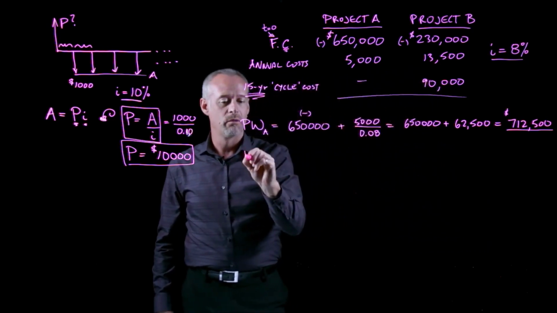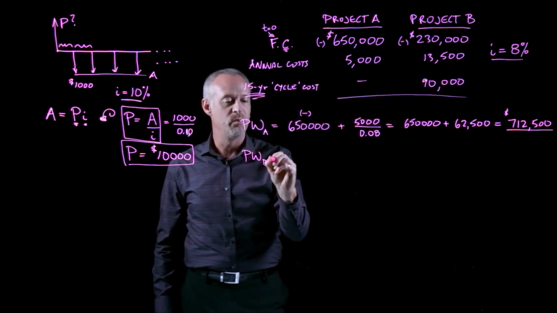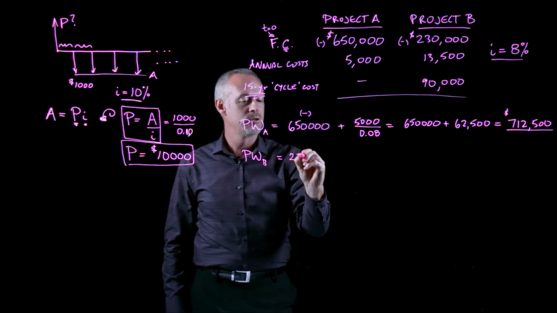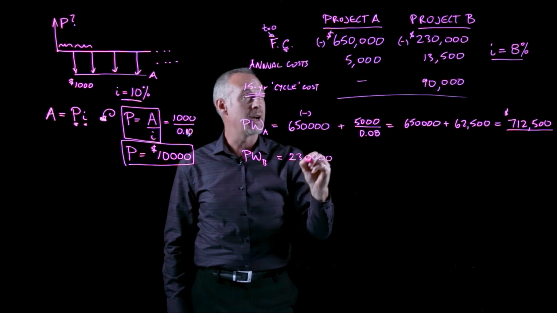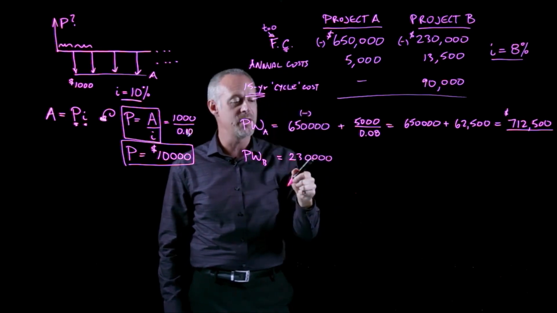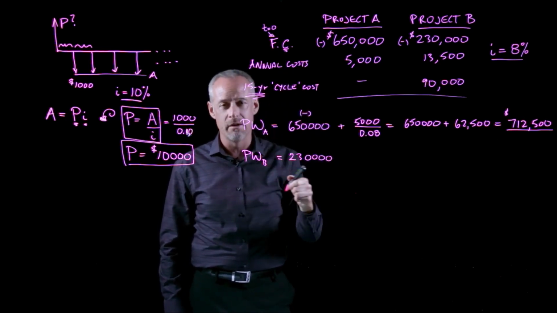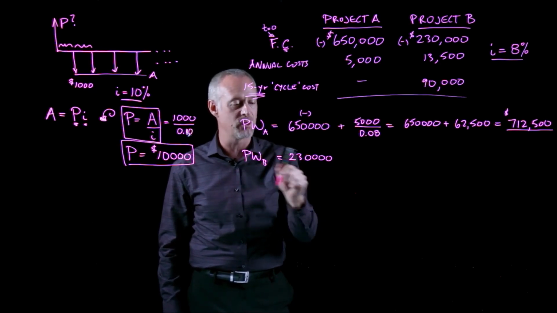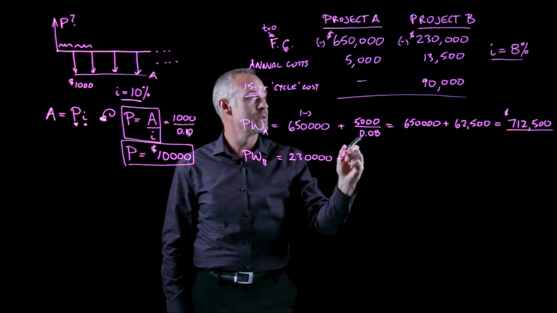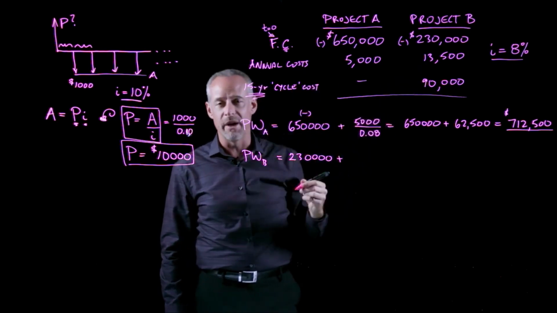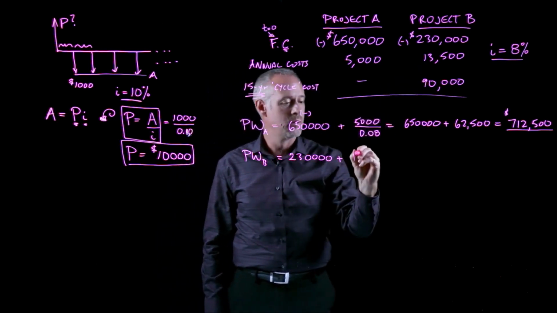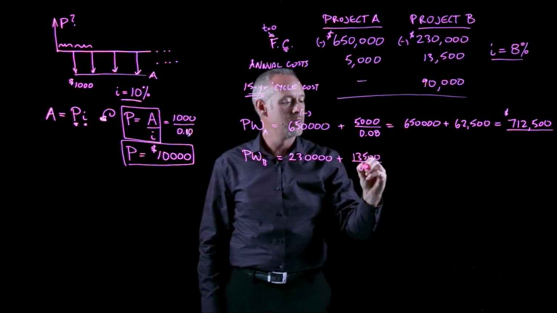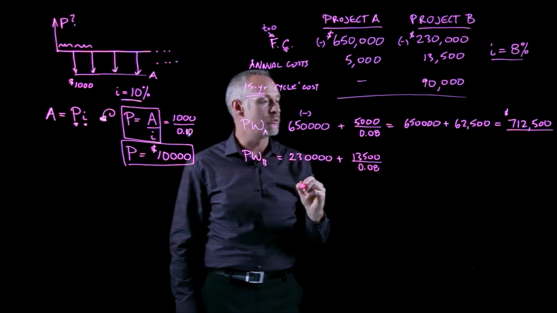Now the present worth of project B, somewhat similar. So I have $230,000 as the first cost. That's my t equal to 0. So I don't need to do any type of manipulation. This is already at time t equal to 0. That's the present. That's what I'm interested in. Plus, I already know what to do with my annual costs. It's the same thing. I have my $13,500 in this case, divided by the interest rate.